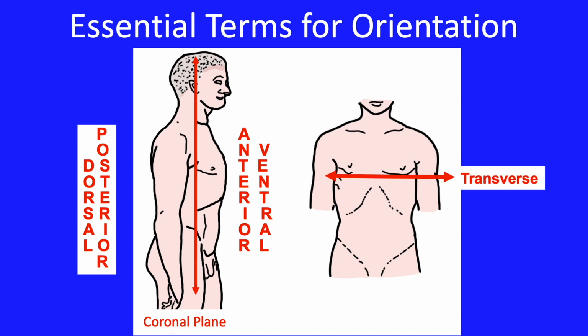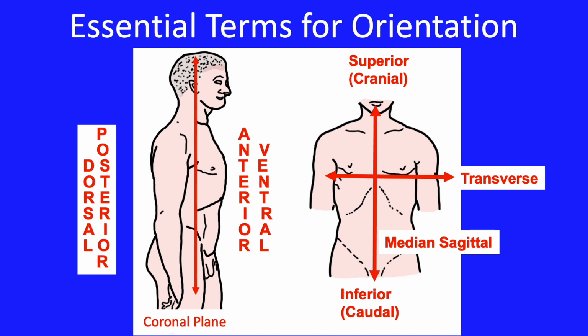The transverse plane can also be said to separate the body into cranial, towards the head, and caudal, towards the tail. The median sagittal plane, however, only separates the body into a right and a left side.